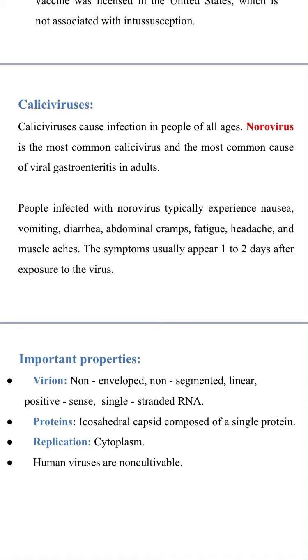Important properties of norovirus: it is non-enveloped, with a non-segmented, linear, positive-sense, single-stranded RNA genome. The icosahedral capsid is composed of a single protein. The replication of this virus occurs in the cytoplasm. Human viruses are non-cultivable.